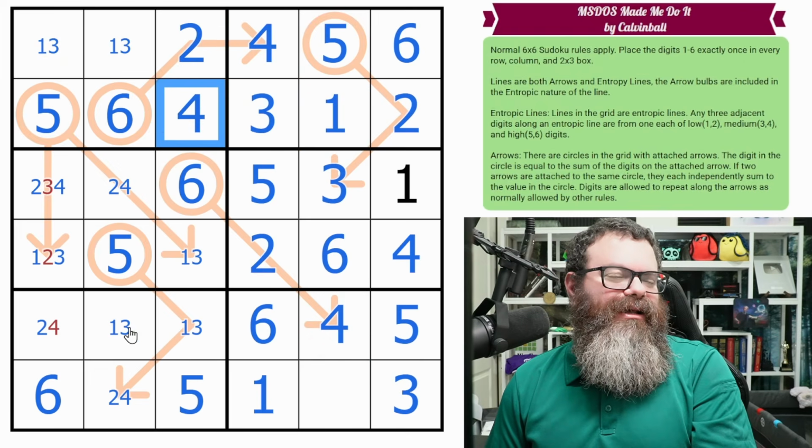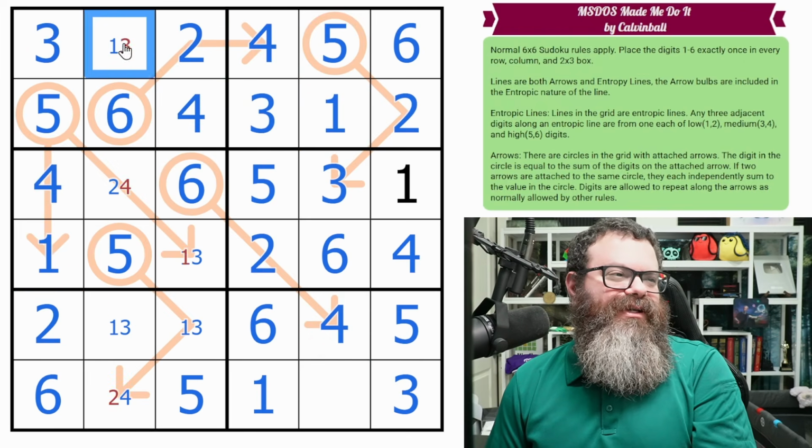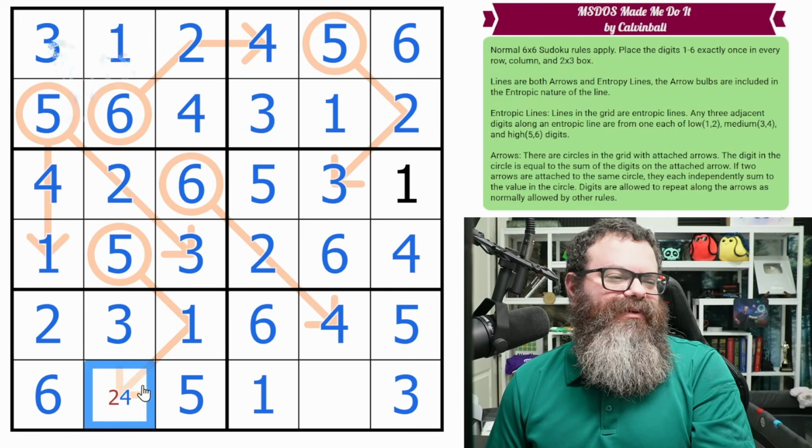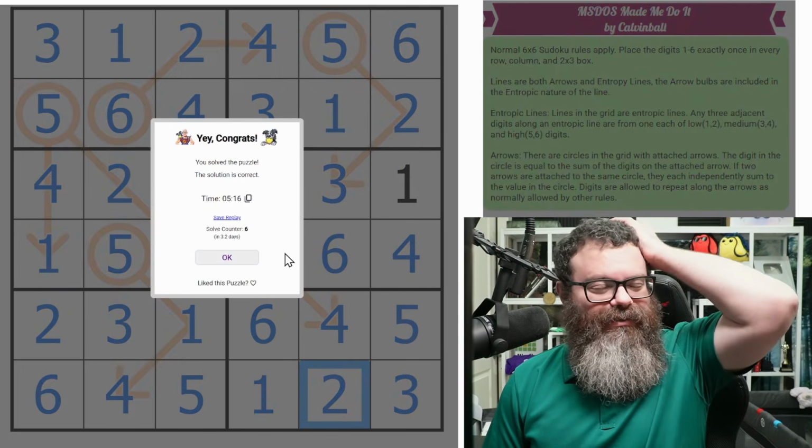That's 2 and 4. We get our 2 here. So that means this is 4, 1. This is 3. We get the 1. That's 2, 3. That's 3, 1, 4. That's a 2, and we're done.